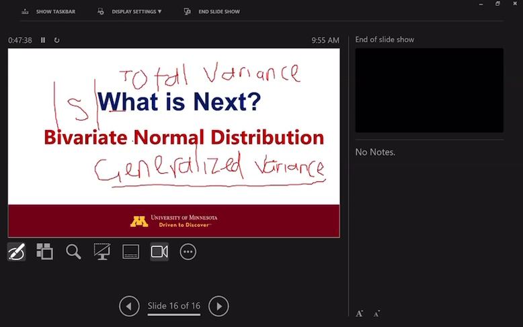So that is the difference. When you see total variance, if I have to compute total variance, I want to add the elements on the diagonal of the variance-covariance matrix. If I ask you for a generalized variance, then I'm seeking the determinant of the variance-covariance matrix.